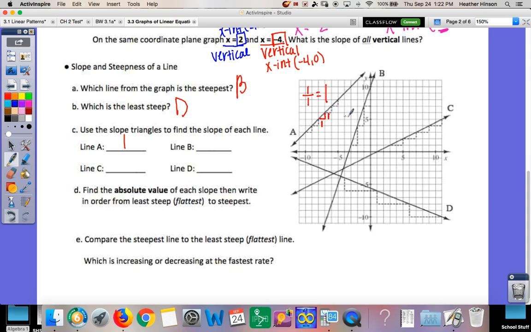For line B, we have our little slope triangle. What's your rise here? Well, it goes up 1, 2, 3. And your run just goes over 1. So rise over run is 3 over 1. 3 divided by 1 is 3.